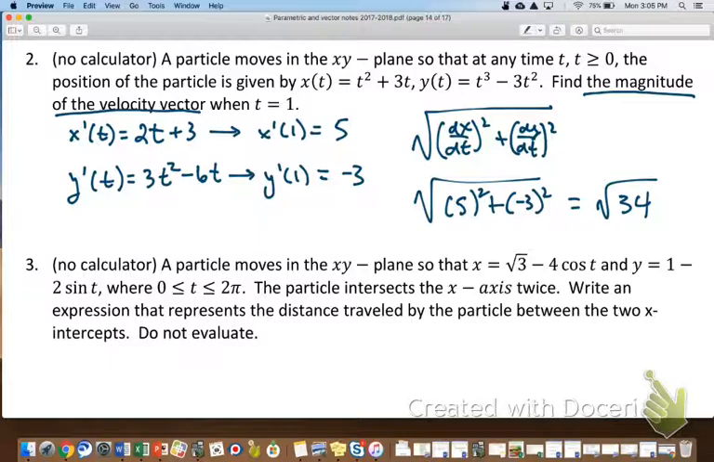Yes. Okay, so I think this next one will be our very last one for today. Number 3 says a particle moves in the xy plane so that you have an x component of position and a y component of position. The particle intersects the x-axis twice. Write an expression for total distance traveled between those two x-intercepts. Says no calculator. This is so doable because you don't have to actually evaluate this. Take a few minutes, try it out. It just says write an expression. You don't have to evaluate anything, just write the expression.